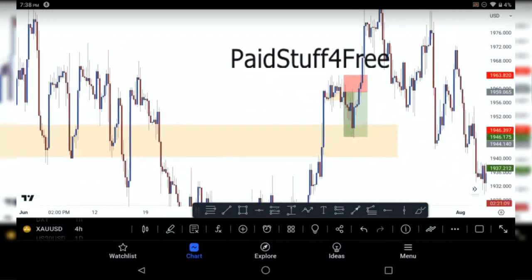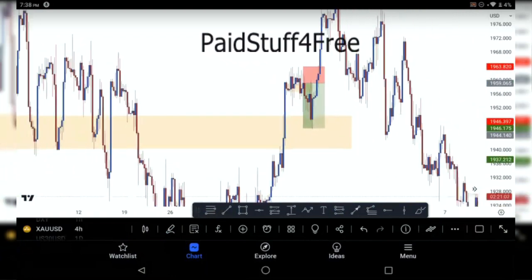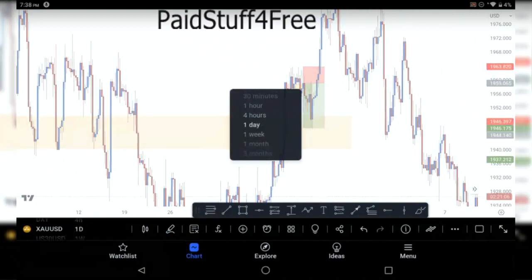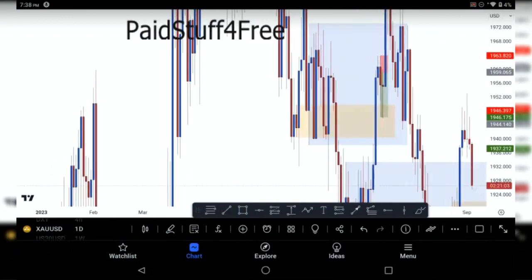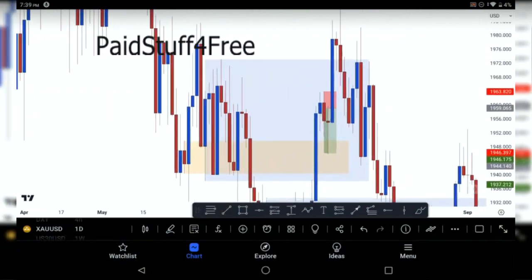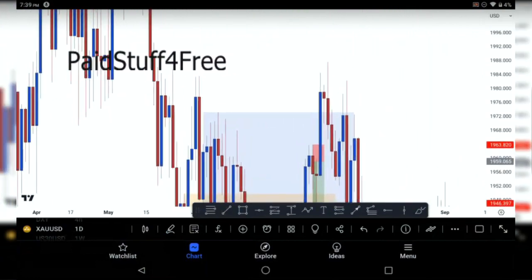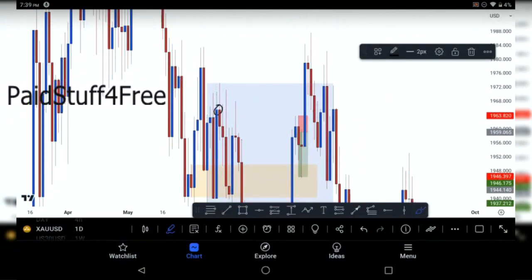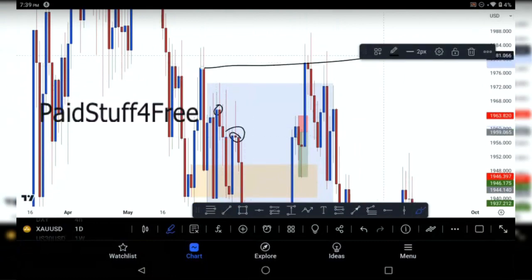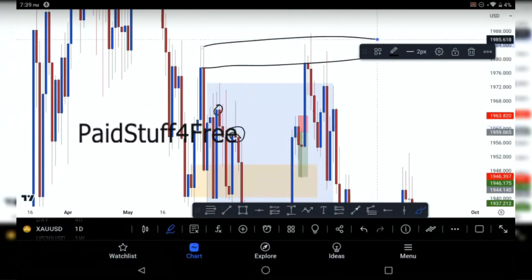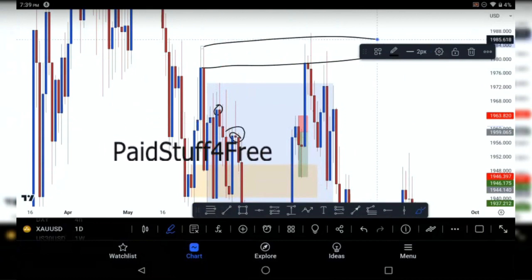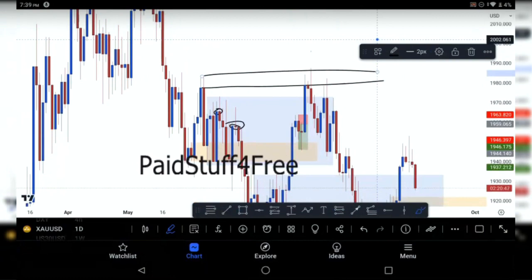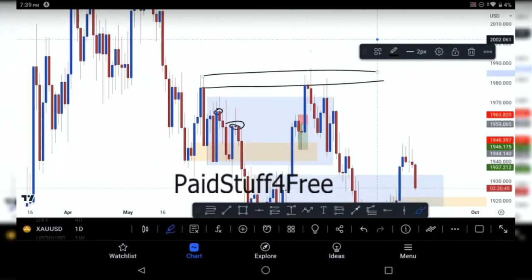I capitalized on that. Since we had already tested these zones on a daily time frame, I knew that if price wants to go further, this is no longer fresh. So the only fresh zone is here and here. So I'm like, okay, good. That's why I'm buying it too. Now, don't forget, we are still inside a weekly engulfing sell zone.